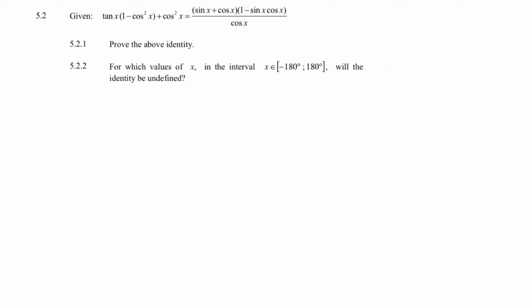5.2. Given tan x multiplied with 1 minus cos squared x plus cos squared x is equal to sin x plus cos x multiplied with 1 minus sin x cos x, divided by cos x. 5.2.1. Prove the identity. So when we prove the identity, we need to prove the left-hand side equal to the right-hand side. So I'm choosing to do the left-hand side first.